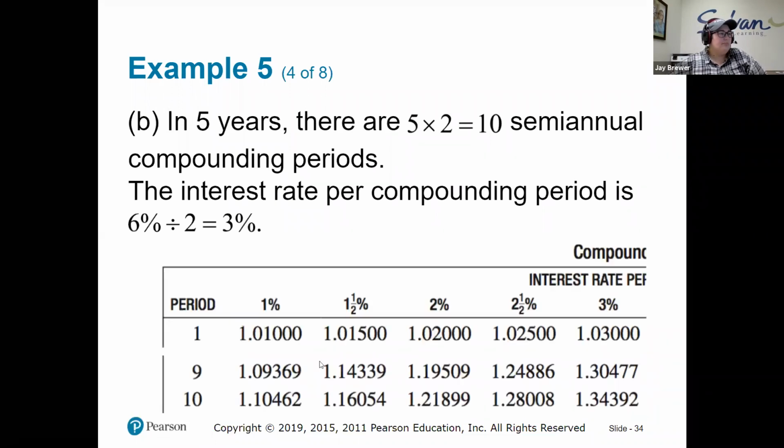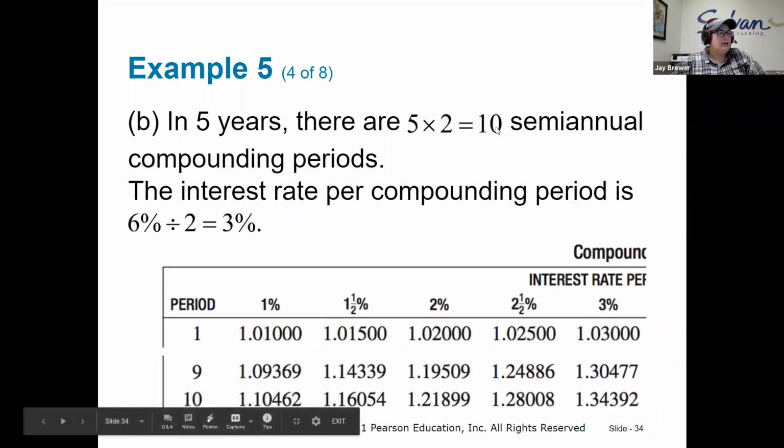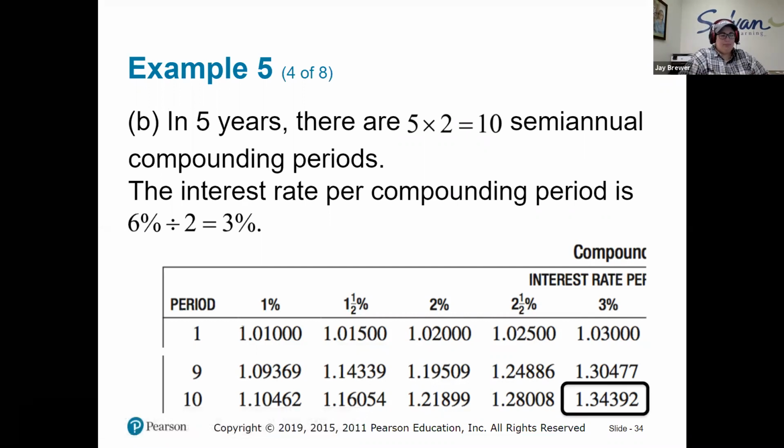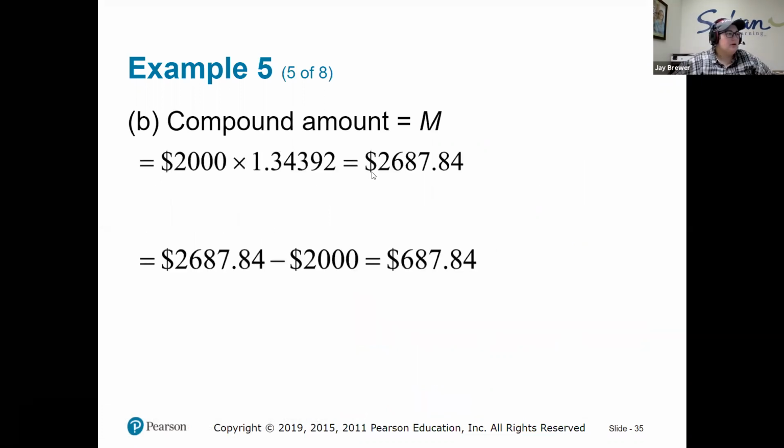Same thing here. 10 and 3. So here's your 3, here's your 10. All right, are we seeing how easy the table can be? Just have to use it correctly. Again, multiply it by the 2,000, find your difference. This stuff is going to be easy peasy for all of you, right?